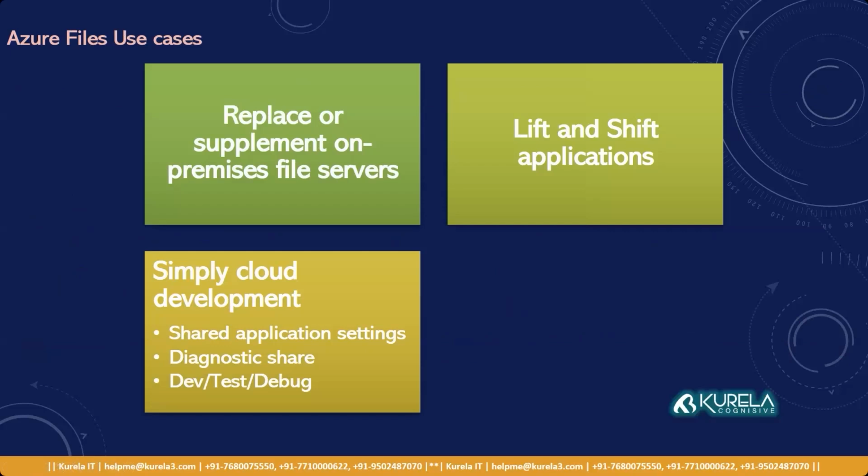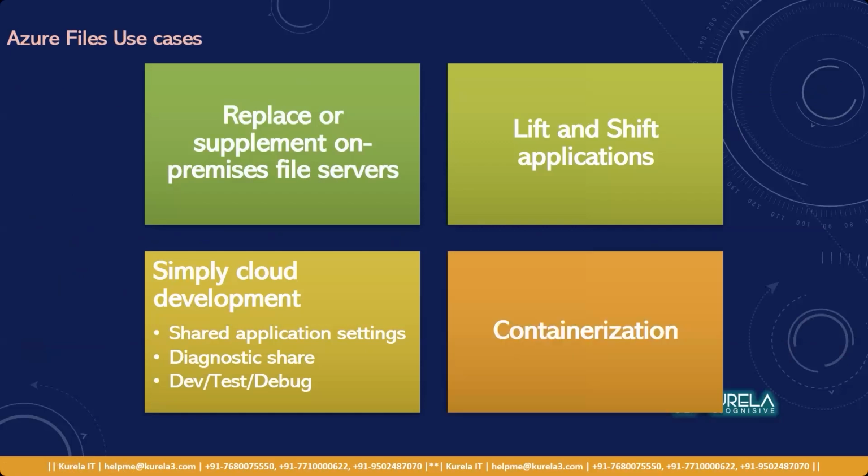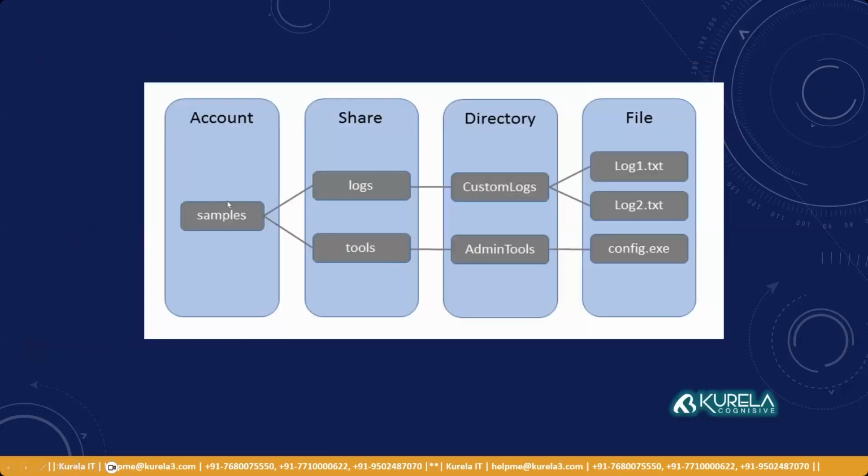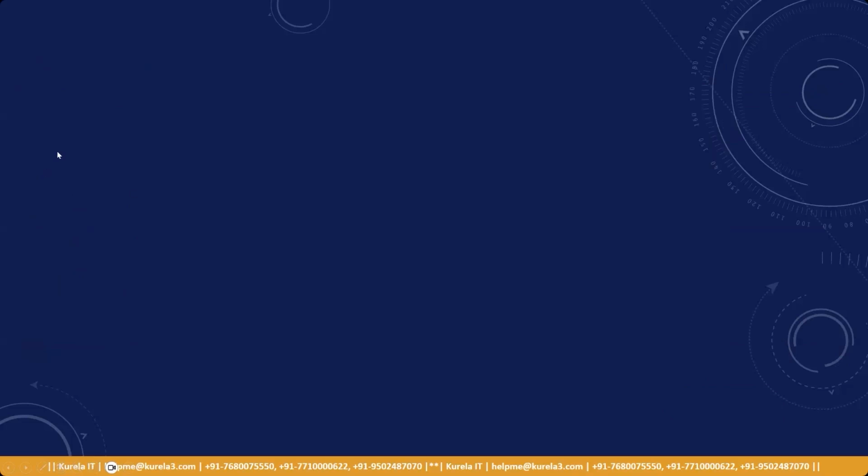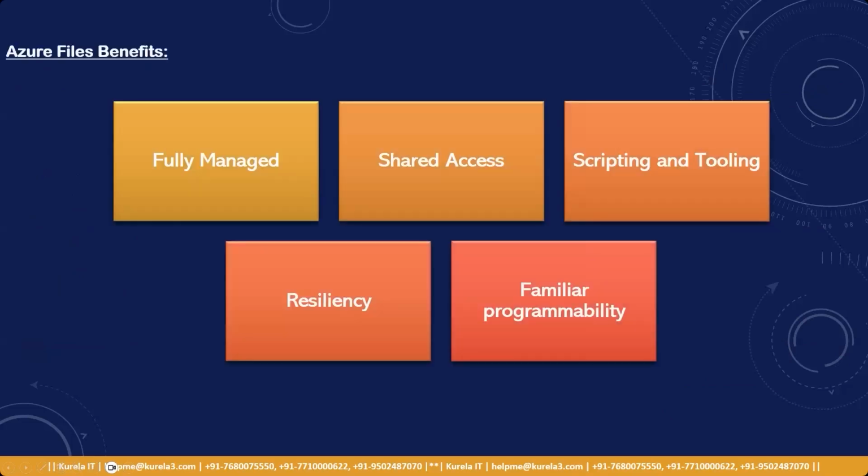You can also use this to store your automation scripts for integration purposes and also for containerization. This file share can also be connected to your Docker container instances and to your Kubernetes instances. It is the same. You can have an account. Inside the account, if it is blob storage, we had the containers. But here you create a file share. Inside the file share, you create a directory, that is your folders. The folders can have files. A regular file share hierarchy.